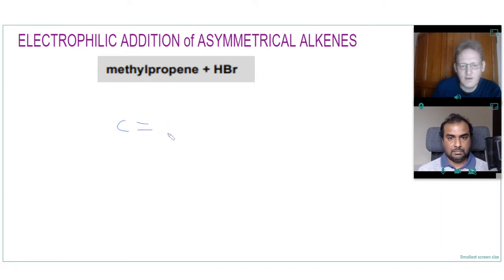It's an alkene, so it's got a carbon-carbon double bond. And we have 3 carbons in a row because it's propene, and we have a methyl group attached as well. So methylpropene, then just make sure all our carbons have 4 bonds. 2, 3, 4. Now draw our hydrogen bromide.